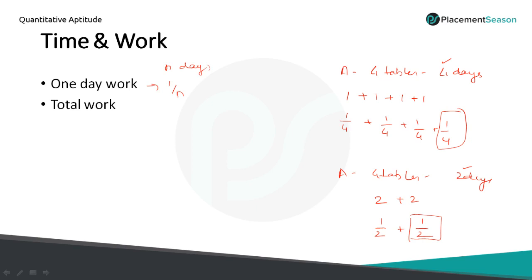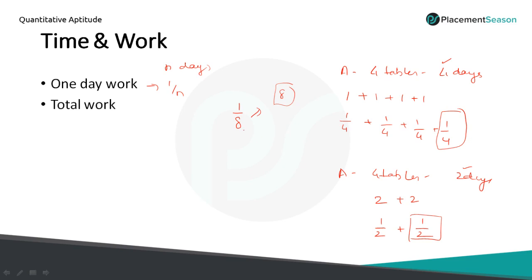So the reciprocal is also true. For example, if you are getting a question like a particular person's one day work is 1/8, in how many days will he complete the work? It means the reciprocal of this is the answer. If he completes the work in 8 days, his one day work will be 1/8. If a particular person's one day work is 1/8, he will complete the work in 8 days. So you should remember these two.